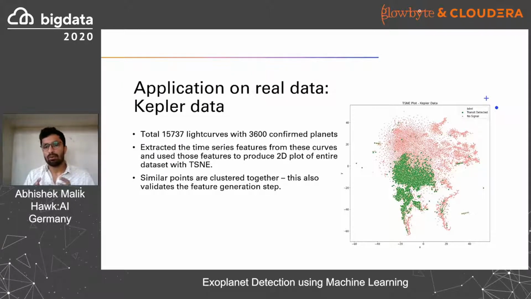And as you can see, most of the green points are clustered in one region of the space. So the way we should interpret this plot is that similar points will be clustered in one region of the space. This is also a nice thing because by looking at this plot, we can tell most cases with a planet signal in them are clustered in one region of the space. That means the feature generation part that we have done is not wrong. If the feature generation part was wrong, this would not be the case.